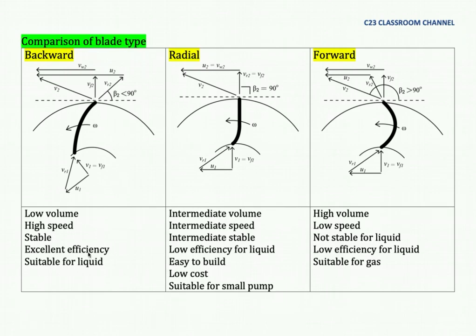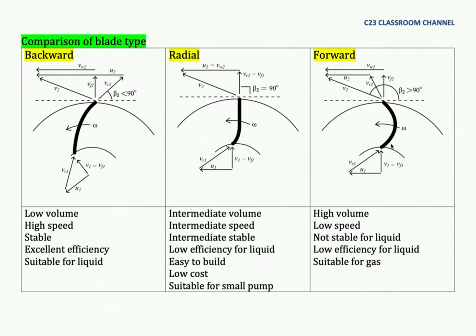So for backward here, it is for low volume, and it could be operated at high speed, and it is stable, and it shows excellent efficiency, and it is suitable for liquid. However, radial is for intermediate volume, and because the speed is also intermediate and the stability is also intermediate, it shows low efficiency for liquid. It's easy to build, it is low cost, and it is suitable for a small pump.